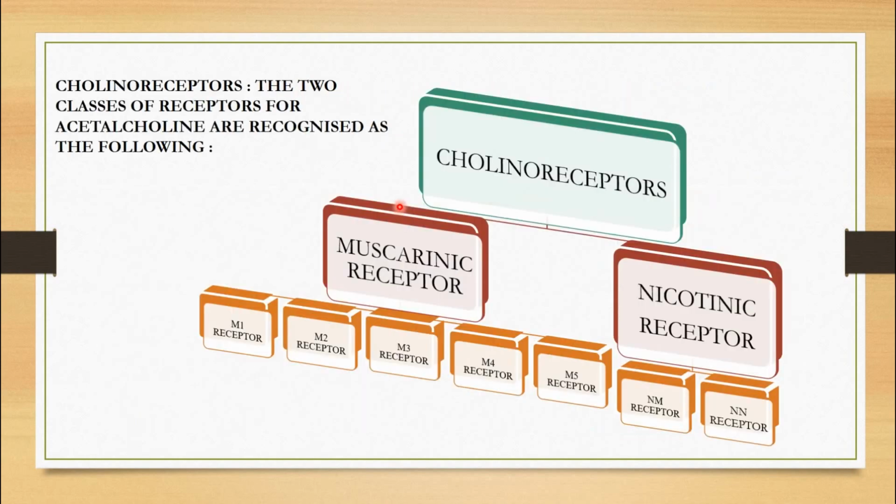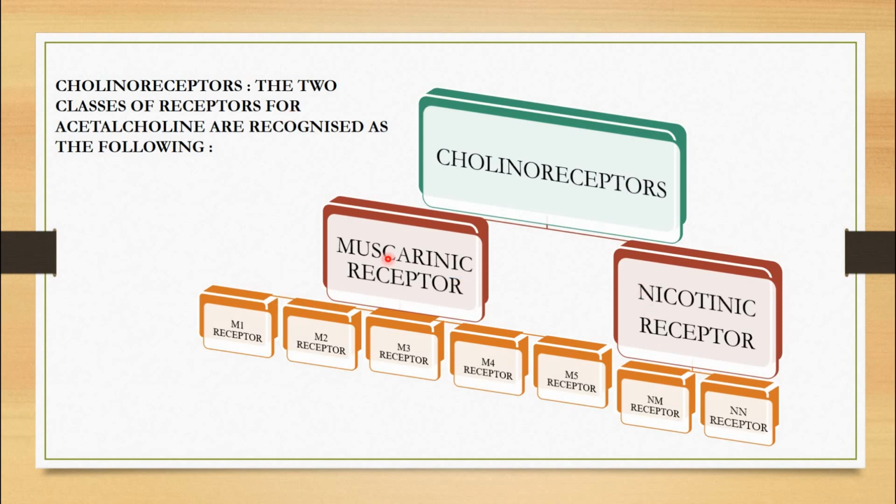So now let's come to the receptors. Now, what is the name of the receptors? The name of the receptor is cholinereceptors, and cholinereceptors are basically of two types. Now you can correlate that acetylcholine, that's why cholinereceptors, and they are of two types.